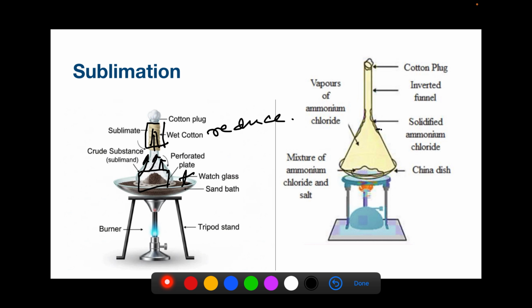You can see here a mixture of ammonium chloride and salt. Ammonium chloride is a substance which can undergo sublimation. After application of heat, it evaporates and later it deposits down after being cooled, and later we can collect these two substances individually and make use of them.